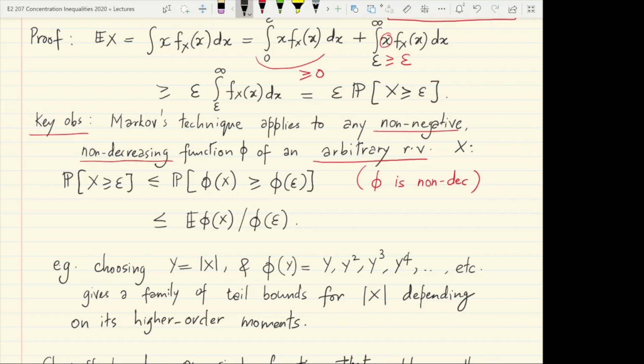Okay, so this holds for any random variable X provided you take an appropriate function phi which is non-negative and non-decreasing. The second inequality holds because phi is non-negative, and then by Markov's inequality.